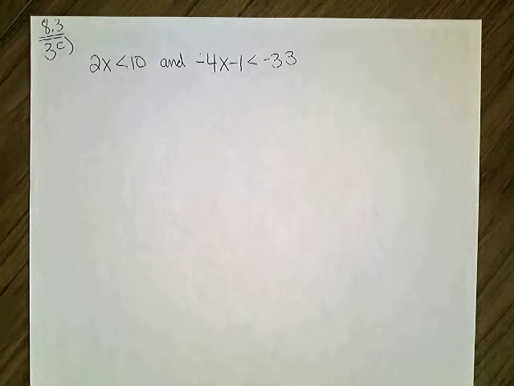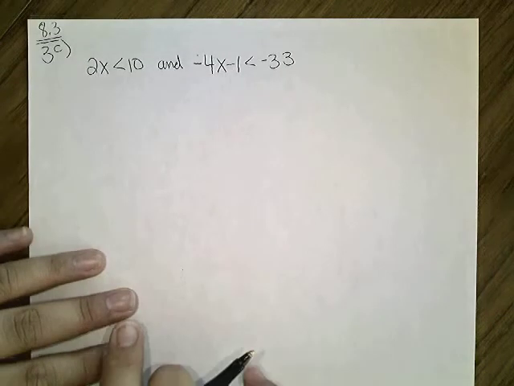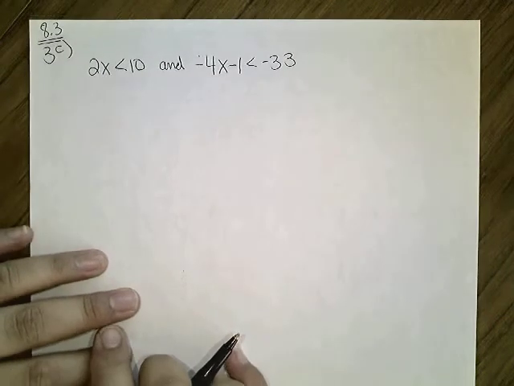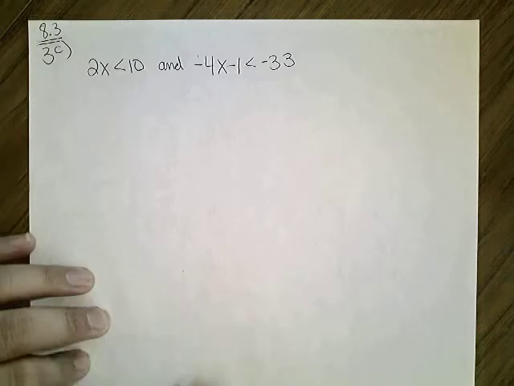So when we're solving a compound inequality, I mentioned before that it's very similar, if not exactly the same, to solving an equation. But there is one special case. If you multiply or divide both sides by a negative number, you have to flip the sign. So here, I'm just going to go ahead and solve these inequalities.